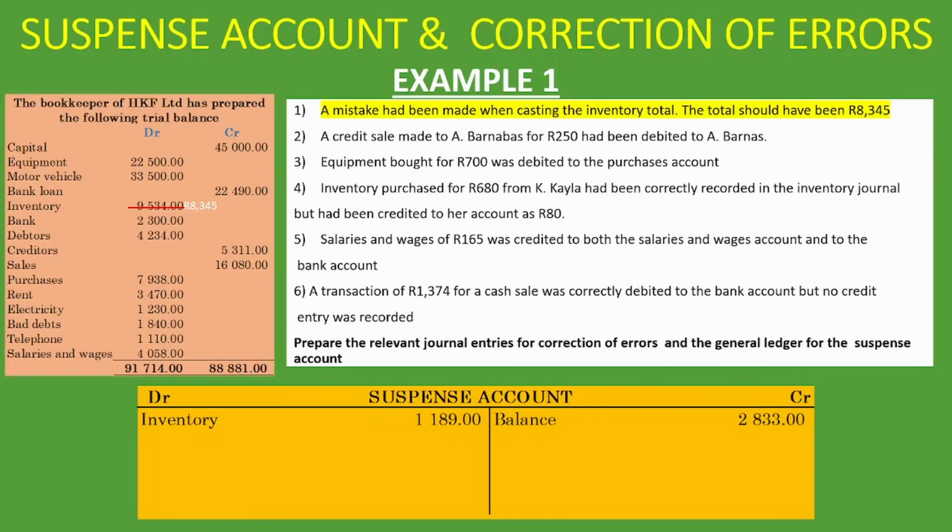Well, if you looked at our theory, if you remember correctly, it doesn't affect our suspense account. But what type of error is this? You can see here, is this error of principal or error of commission? Well, this is error of commission. Why is that? Because it's to a correct category. Remember, A Barnabas here and A Barnabas are both our debtors, so it's the exact same category, meaning our assets. So it's an error of commission.